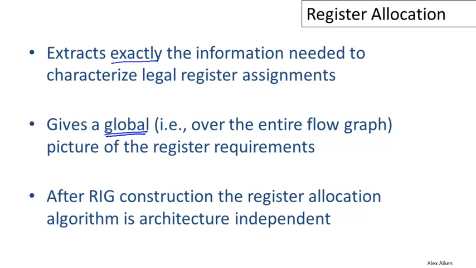And finally, the other thing to notice is that after construction, the register allocation algorithm is architecture independent. Now, I haven't shown you the algorithm, so you just have to believe this statement for the moment. But it's going to turn out that we're not going to depend on any property of the machine except for the number of registers. That's the only thing we'll need to know about the machine in order to take a RIG and do register allocation using it.